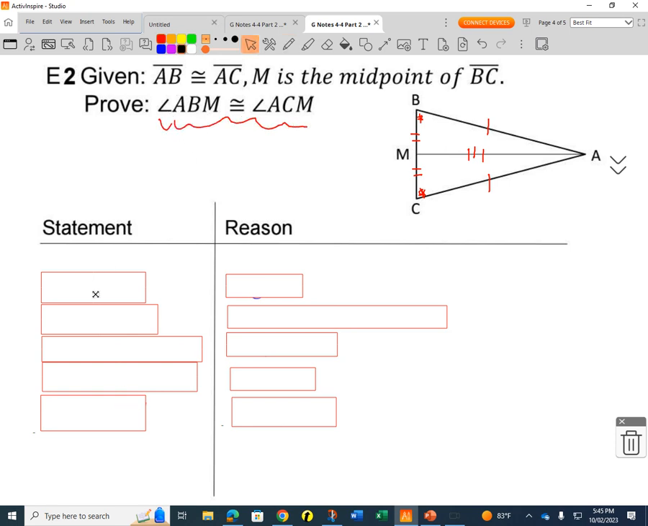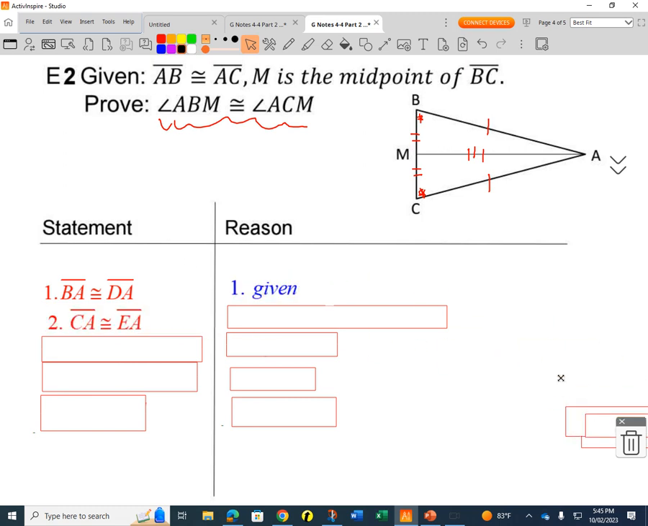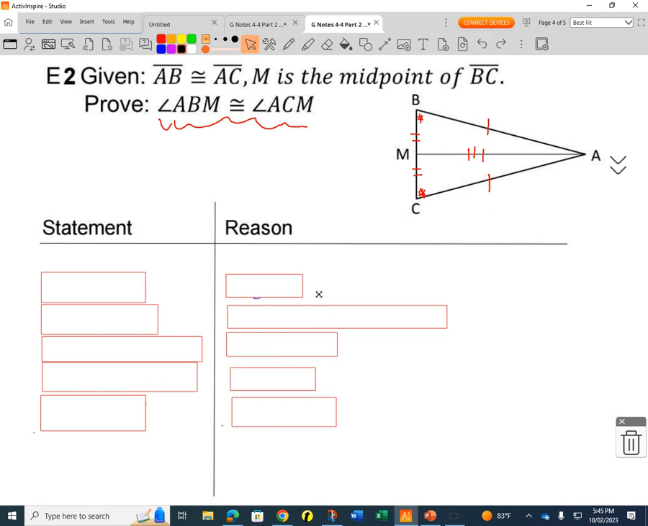So let's go ahead and put our givens in our proof. BA is congruent to DA, and that's given information. CA is congruent to EA. So CA is congruent to, there is no EA here. Alright, well we are just going to regroup. I'm going to do this on my own. I don't know what that's about, but okay.